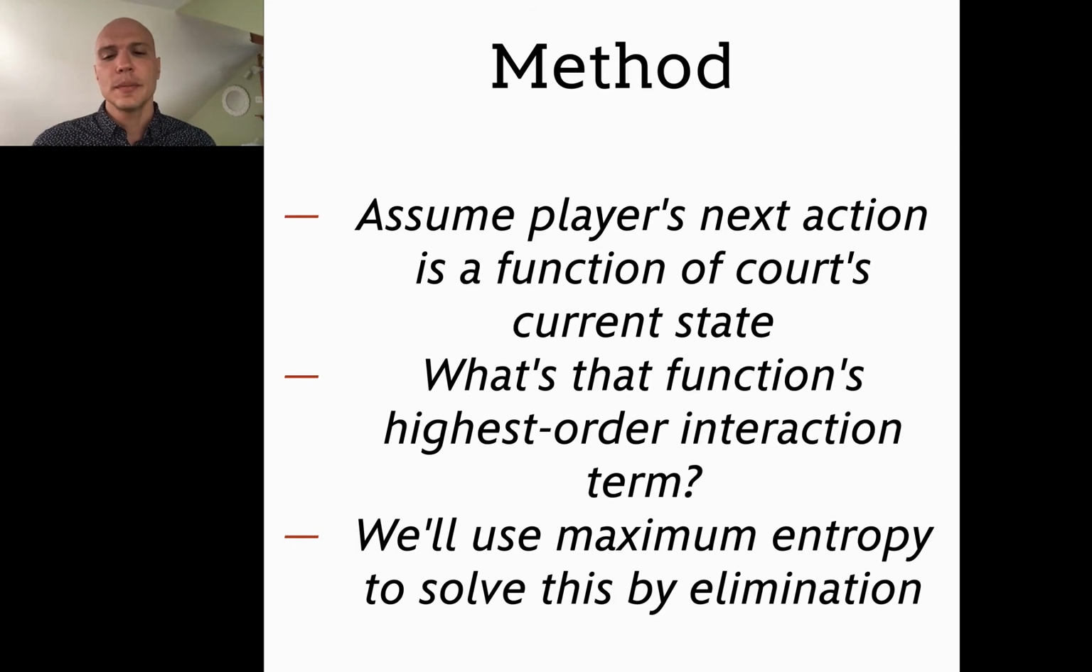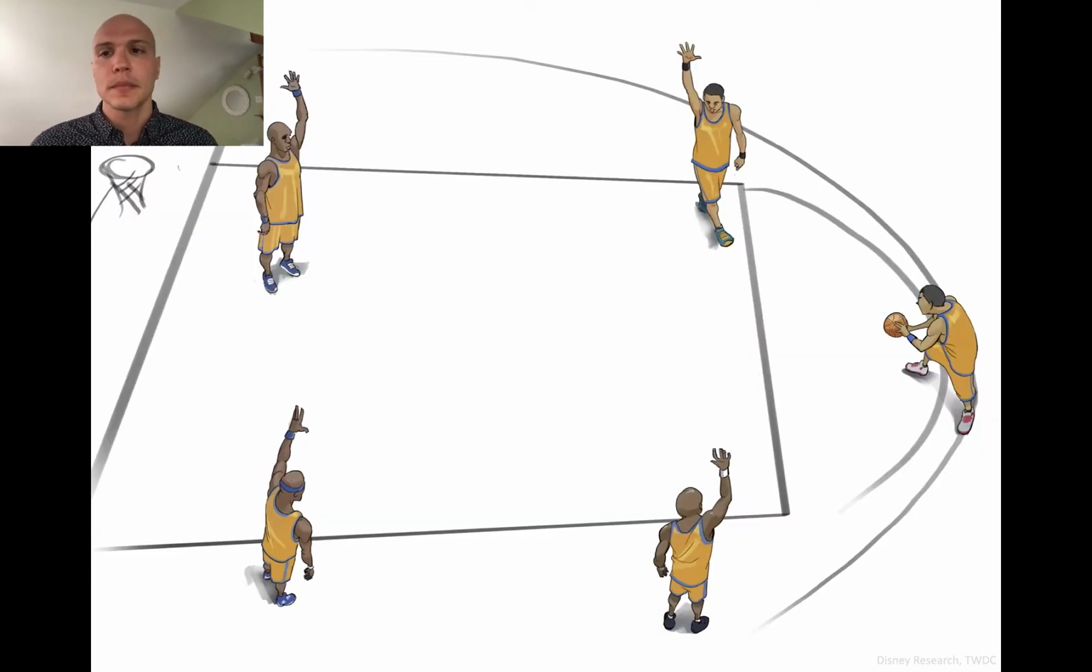So we're going to use a method called maximum entropy to figure out, assuming that your next move is a function of the current state, all the positions of people on the court, the highest order interaction term in that function. I'm not so interested in the function itself, but I'll just pull out the highest order interaction term. That's a quick, easy proxy for the complexity of the reasoning that's occurring, the complexity of the information processing that's occurring.